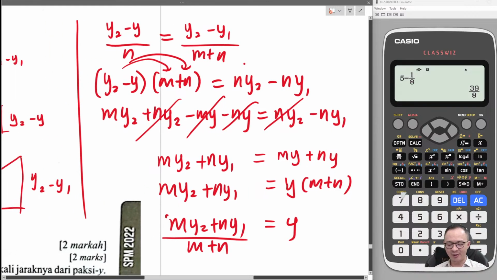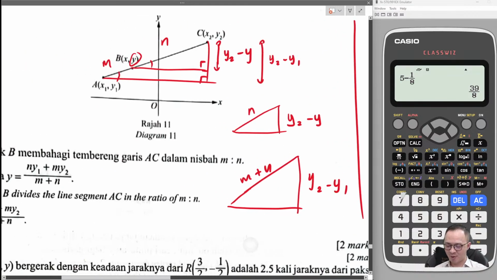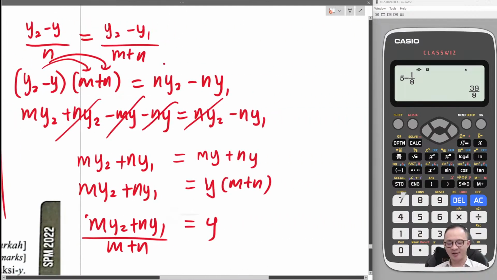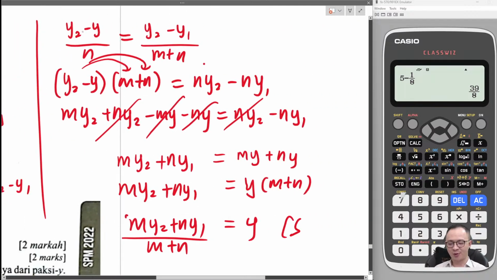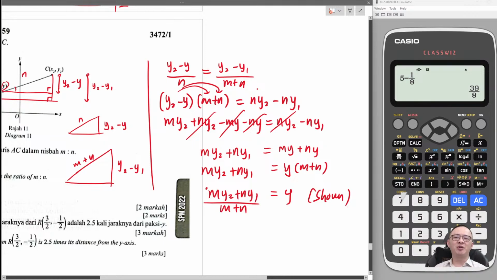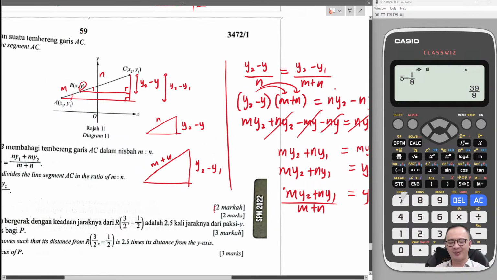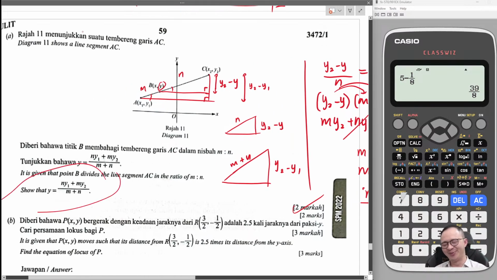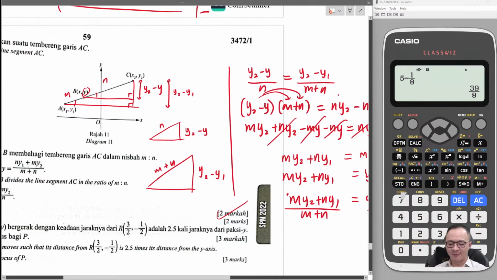Is this what they want? My1 plus my2 over m plus n. Yeah, exactly the same. Sure. Yeah, it's a bit tricky. Depends how you want to compare them. Actually, we have more than one method to compare them, but it's too much. Asking me to do this kind of thing is too much, man. Depends how you want to compare it.